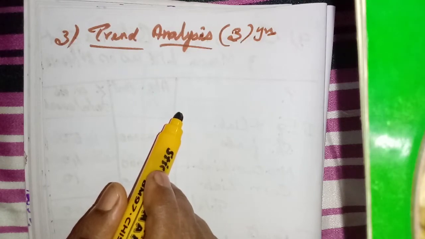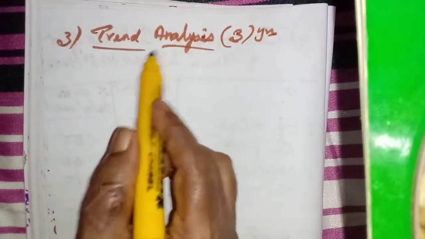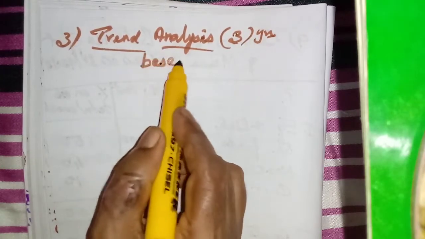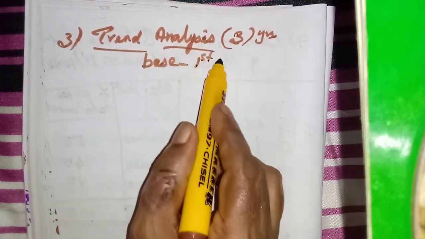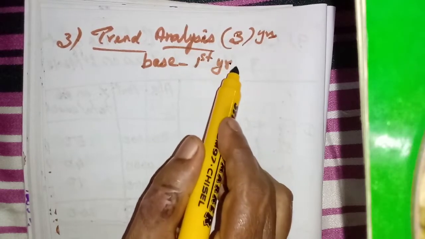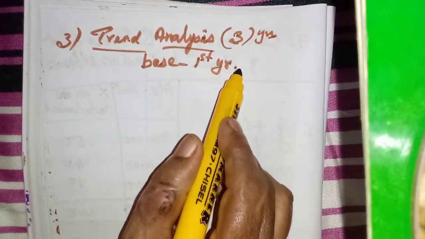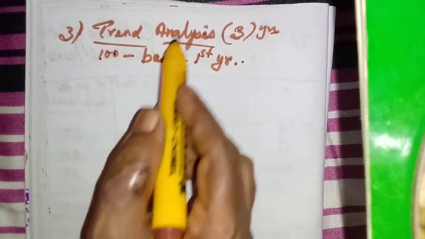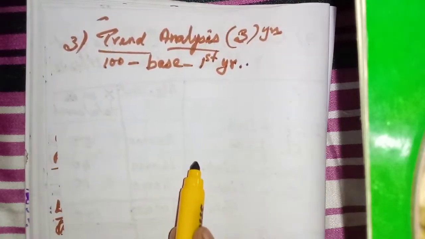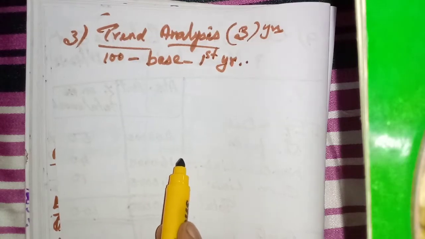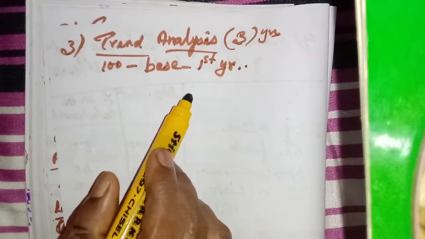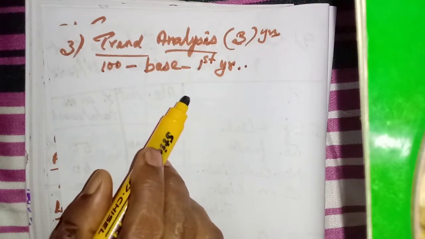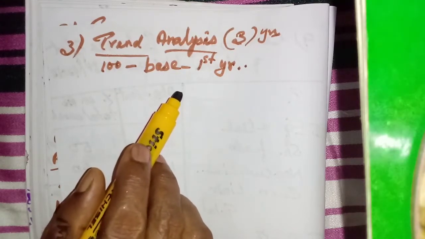For this one, usually they will take the first year as the base, and that will be taken as 100. For the income statement, every amount will be 100 for the first year. Then we will compare and calculate the percentage.